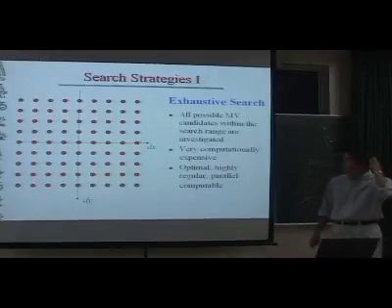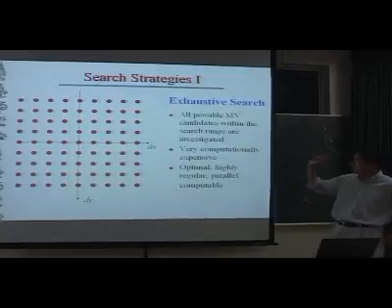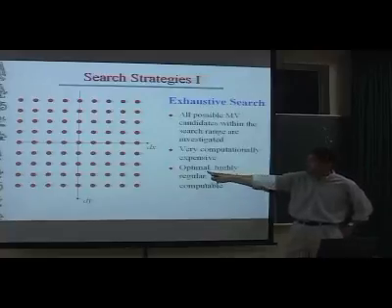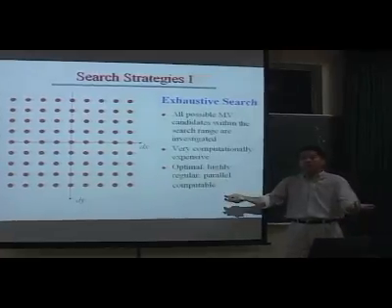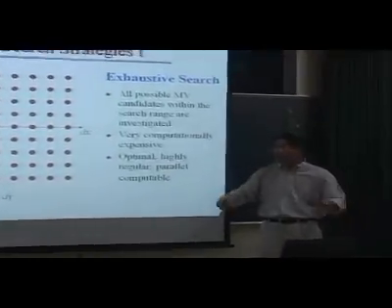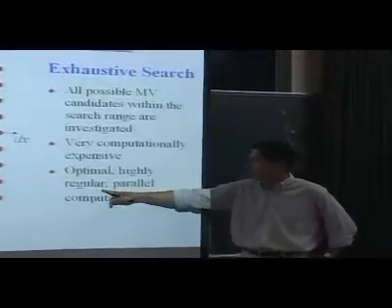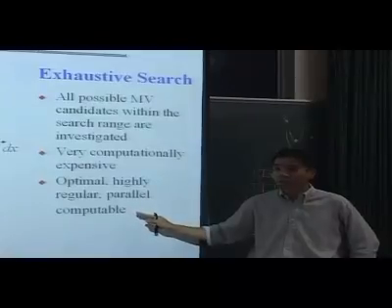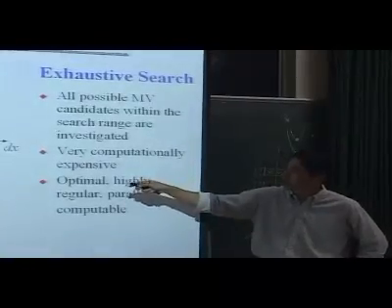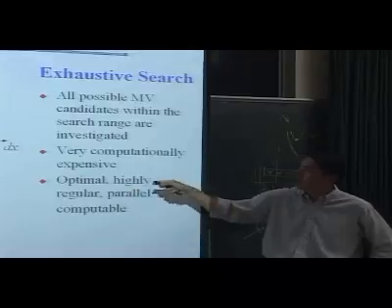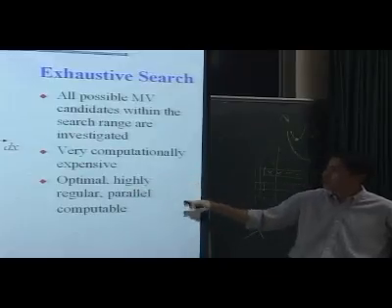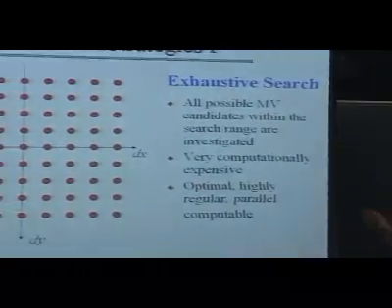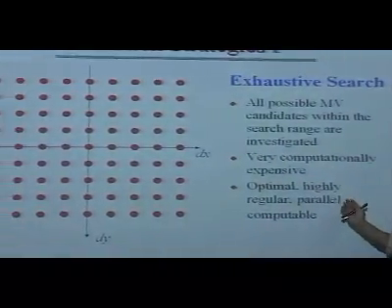So hopefully that already, now several comments, okay? It's very computationally expensive, but it's optimal in the case that it gives you the lowest SAD, okay? And it's actually highly regular. And it's very easy to parallel compute, right? You can assign one processor doing this quadrant, another processor doing this quadrant, another processor doing this quadrant. There's no problem. Okay, it's highly parallel in nature.